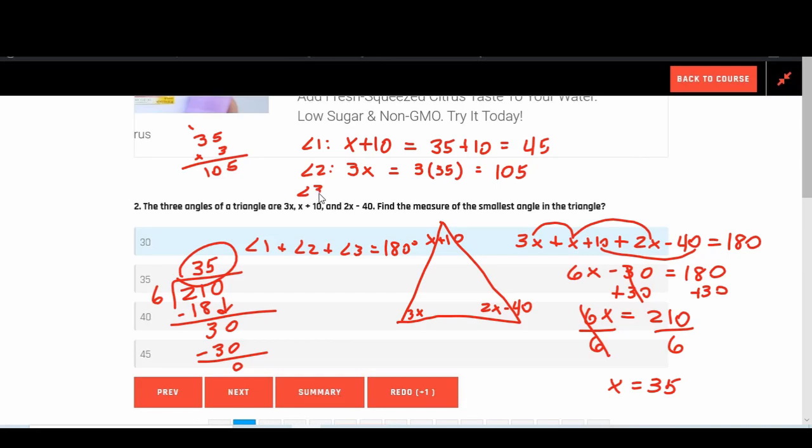And finally, angle 3 is 2x minus 40. Again, x is 35, so it's going to be 35 times 2 minus 40. 35 times 2 is 70, minus 40. 70 minus 40 is, of course, 30. So now that we see what all these angles are, we see that the smallest of them is 30 degrees. And with that, we can answer this question.